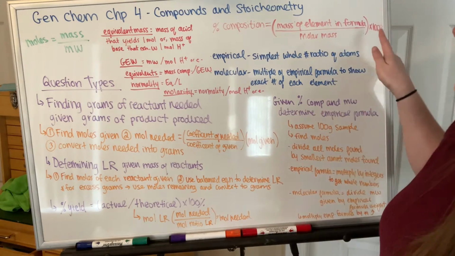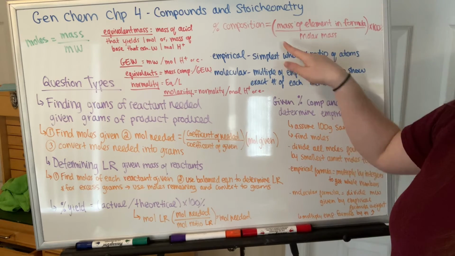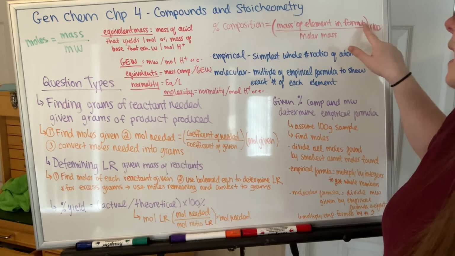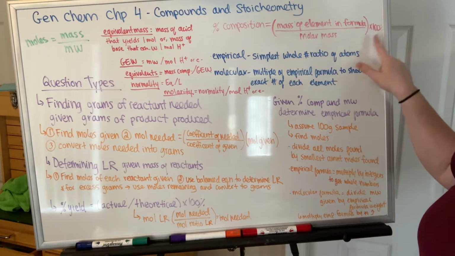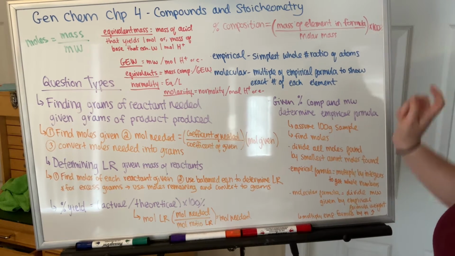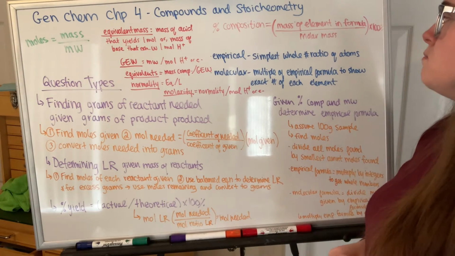Next, we're going to turn up here, and we're going to have percent composition equals the mass of the element in the formula divided by the molar mass times 100%. So that one, again, is pretty straightforward.